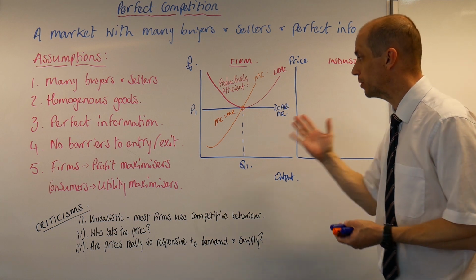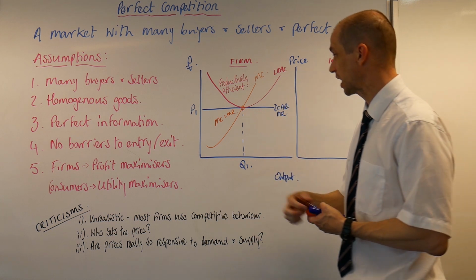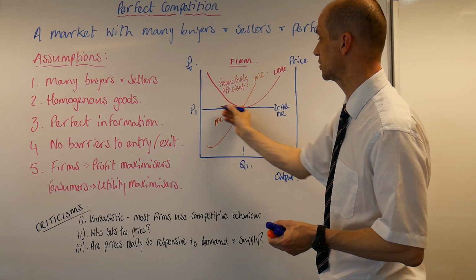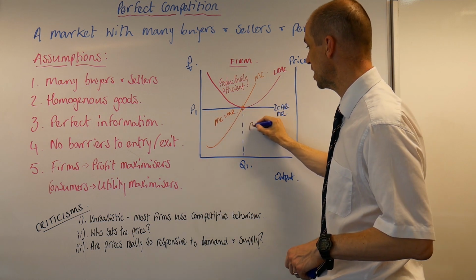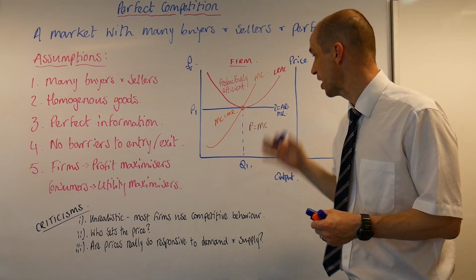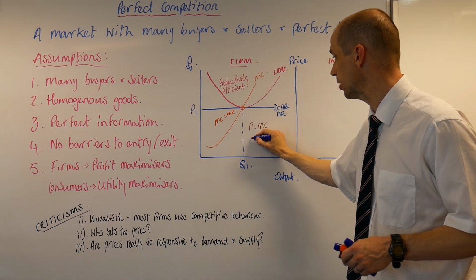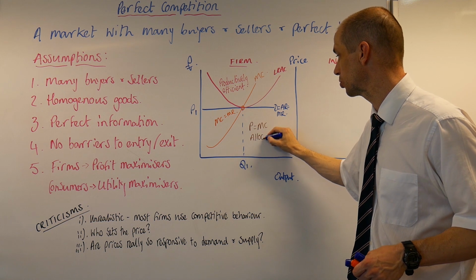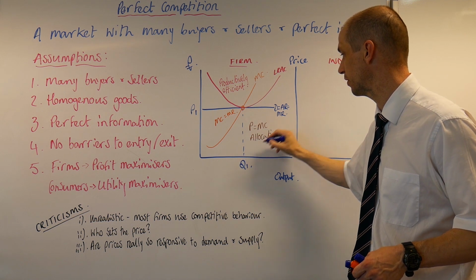Okay, right, but we're still not done yet, because in addition to this, we can see that the actual price level equals the marginal cost. Price equals marginal cost. As such, this tells us that this is actually a level for allocative efficiency.